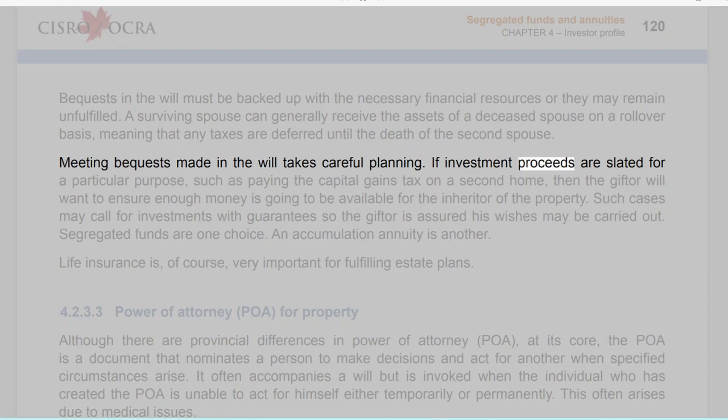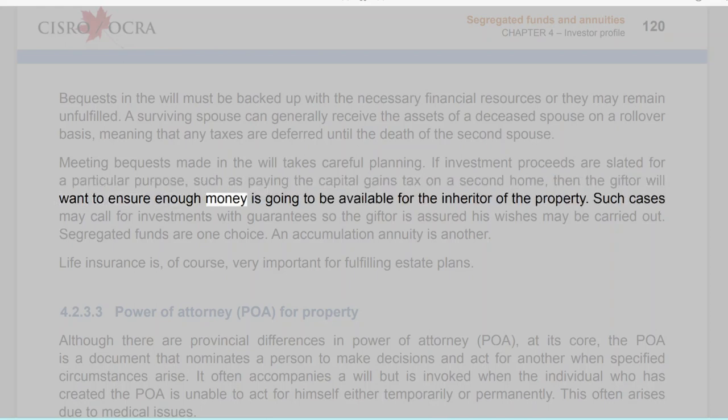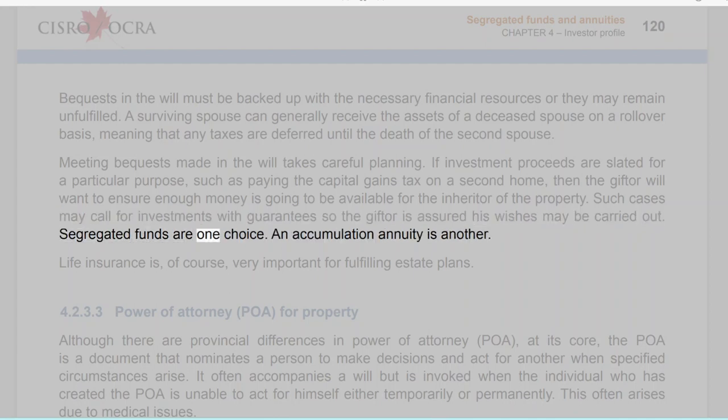If investment proceeds are slated for a particular purpose, such as paying the capital gains tax on a second home, then the gifter will want to ensure enough money is going to be available for the inheritor of the property. Such cases may call for investments with guarantees so the gifter is assured his wishes may be carried out. Segregated funds are one choice. An accumulation annuity is another. Life insurance is, of course, very important for fulfilling estate plans.